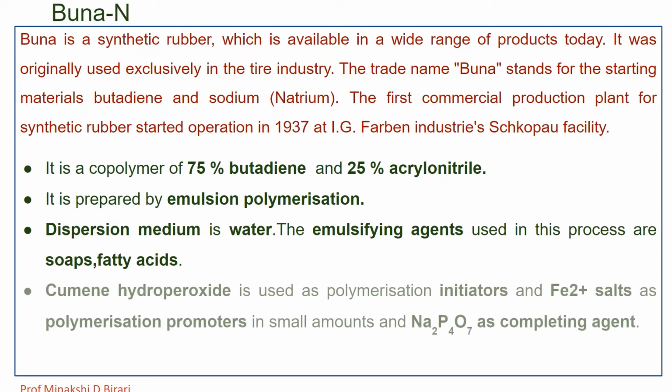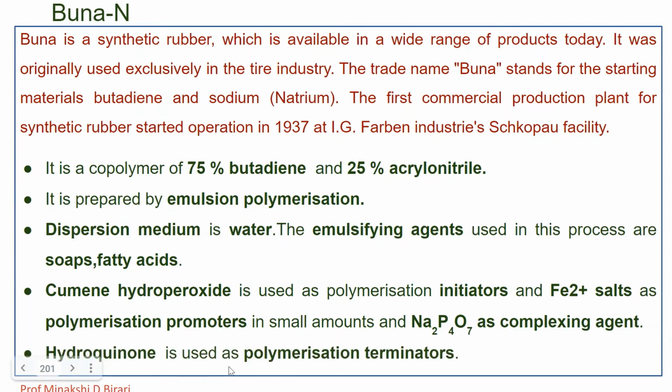Then cumene hydroperoxide is used as the polymerization initiator, in small amounts, and Fe2+ salts are used as polymerization promoters in small amounts, and Na2P4O7 as a complexing agent. And hydroquinone is used as the polymerization terminator.